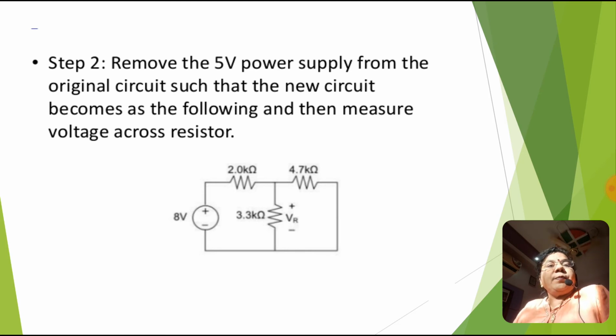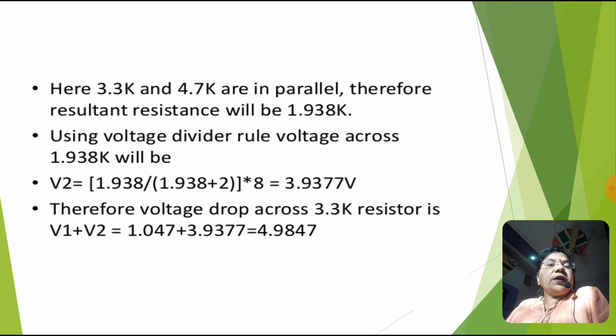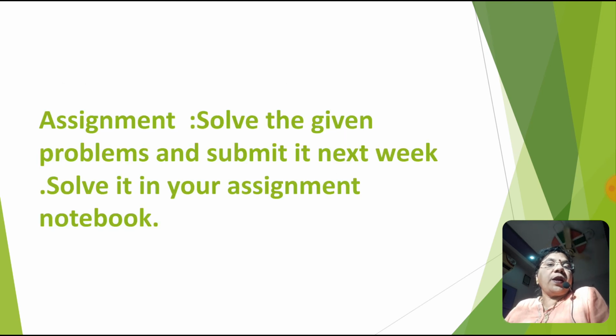Now step 2. Remove the 5 volt power supply from the original circuit by short circuit, such that the new circuit becomes as the following. Then measure the voltage across the resistor. Now in this case, 3.3K and 4.7K are in parallel and in series with 2K. So you can find the current due to 8 volts. Here the 3.3K, 4.7K parallel combination gives 1.938K. Using voltage divider rule, voltage across 1.938K will be V2, which is 3.93. Therefore voltage drop across the 3.3K resistor is V1 plus V2, that is 4.98.